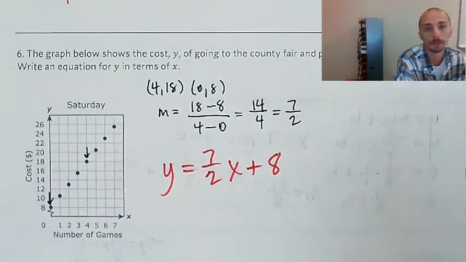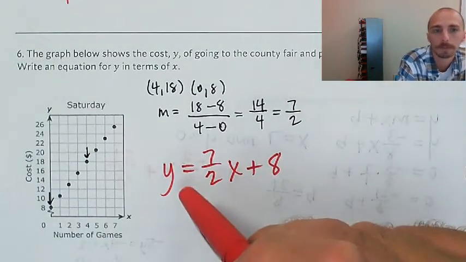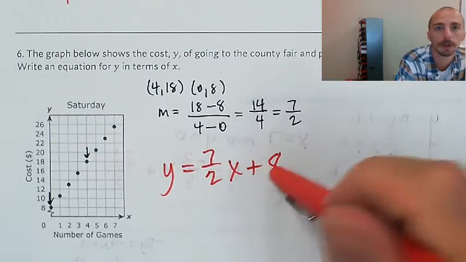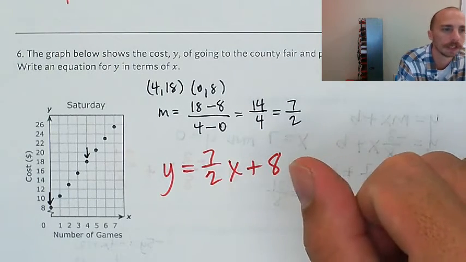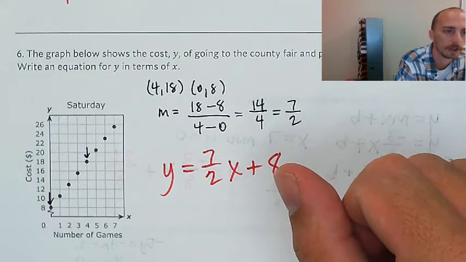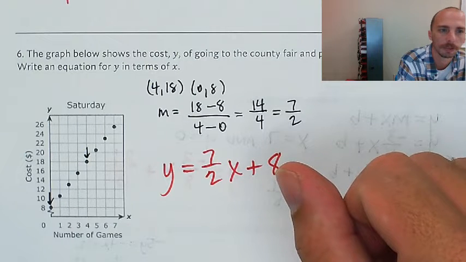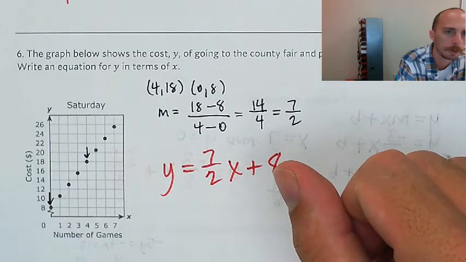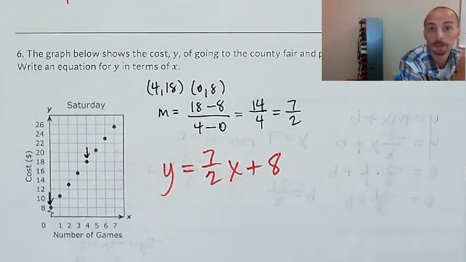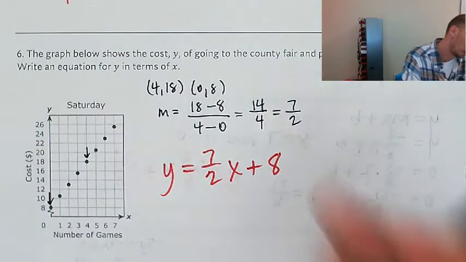Oh, I forgot that this was money. I might have been better off to say 3.5x plus 8, because 7 divided by 2 is 3.5. So it appears that each game is costing $3.50 or something like that. No. Okay, at least I caught it. At least I caught the arithmetic error.